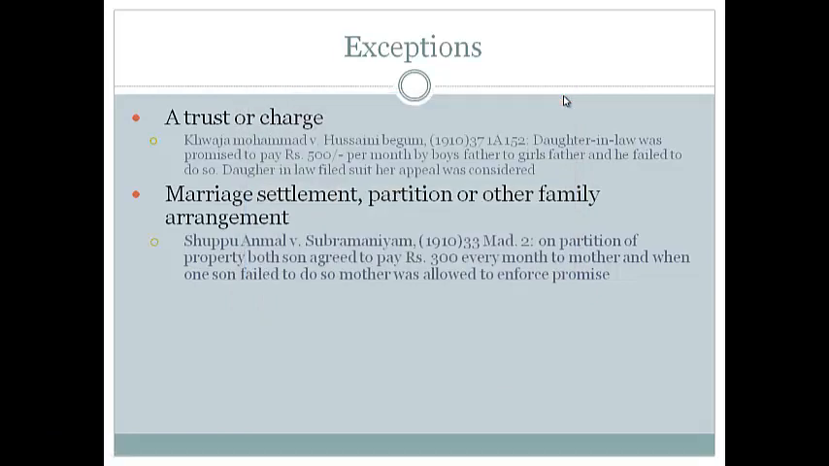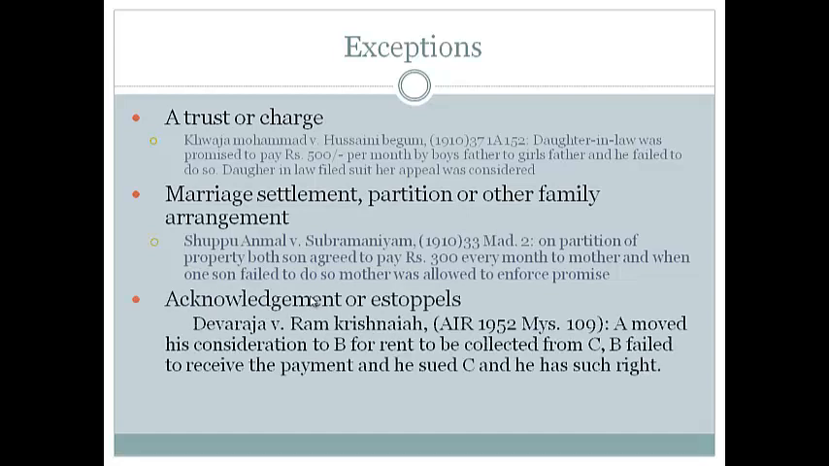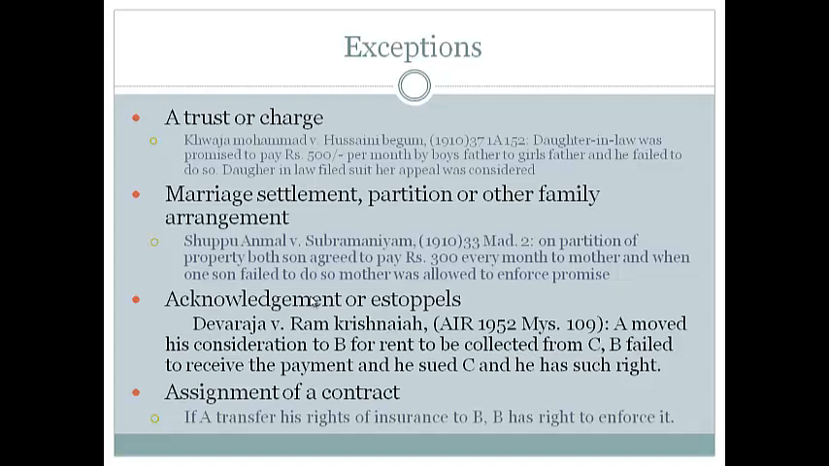And she had done it in one of the cases called Shapu Anmal versus Subramanyam, and the mother was considered and was asked to enforce the promise, and the son was asked to pay. Okay, acknowledgement of liability or estoppel is what we can say. In the case of acknowledgement, where A promises consideration to B for the rent to be collected from C, if B is failing to receive the payment, B can sue C, and this is what we call that a stranger to consideration is permitted.